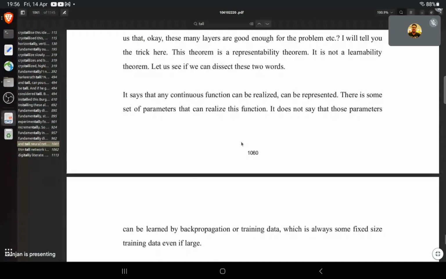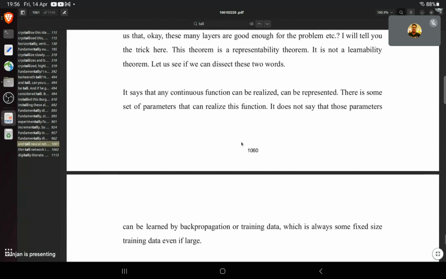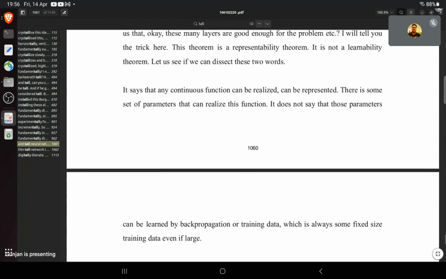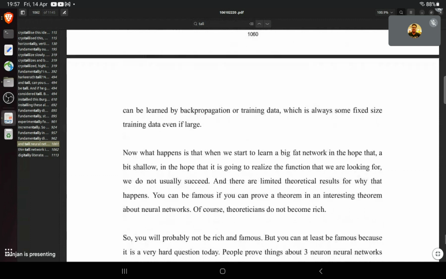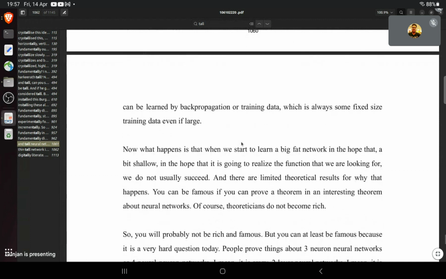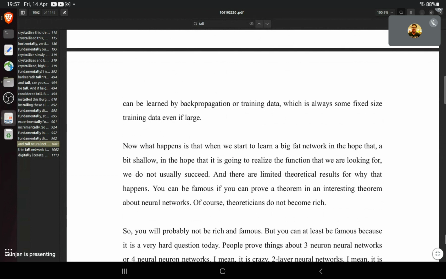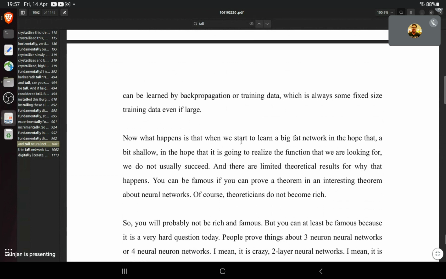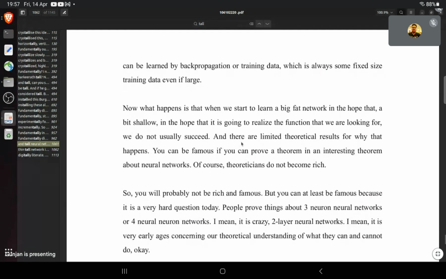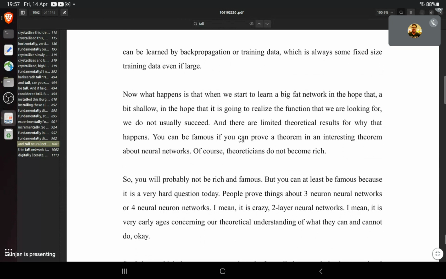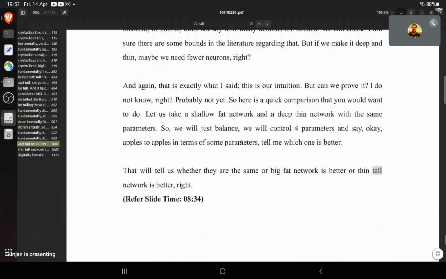I will tell you the trick here. The theorem is about representability. It is not a learnability theorem. It says that for a continuous function there is some set of parameters that can realize it. It does not say that those parameters can be learned by backpropagation. When you start to learn a big fat network in the hope that a shallow one will realize what we are looking for, we do not usually succeed. You can prove a theorem on why that happens. Of course, theoreticians do not become famous like philosophers.